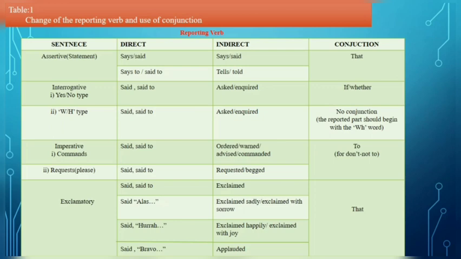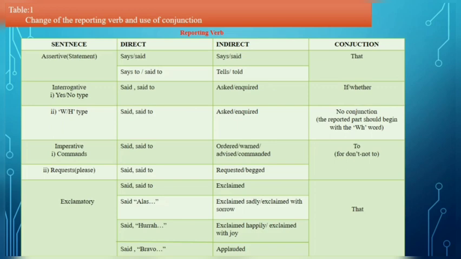The reporting verb "said to" is changed according to the sentence. Order sentence means ordered. Want sentence means wanted. Advice sentence means advised. Commanding means commanded. And next, requested: if a sentence starts with "please," "said to" is changed into requested or begged.